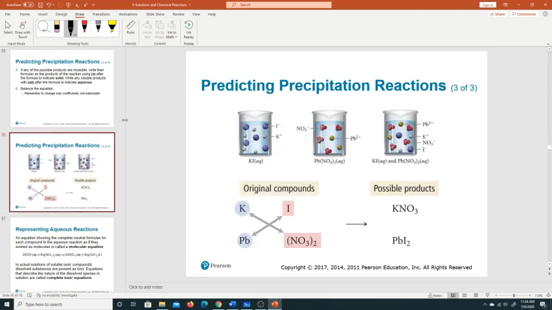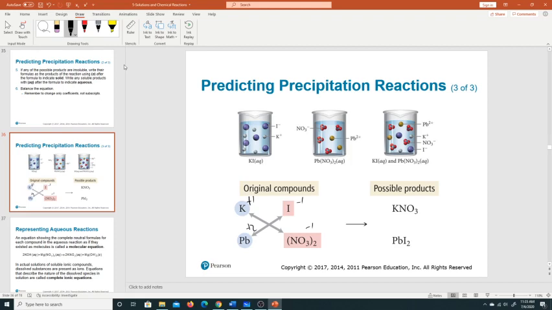Let's say you want to mix potassium iodide with lead(II) nitrate. Let's see how we figure this out. We have to look at the charges of the ions. In KI, the charge of potassium is +1, the charge of iodine is -1, the charge of lead is +2, and the charge of nitrate is -1.